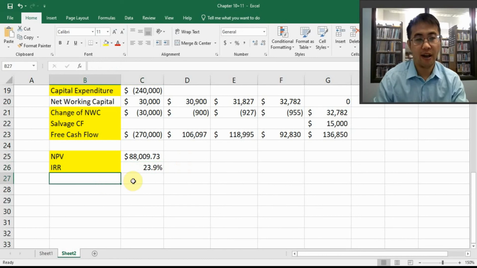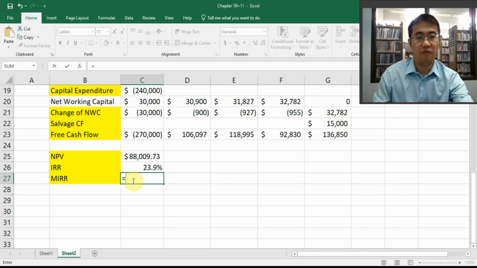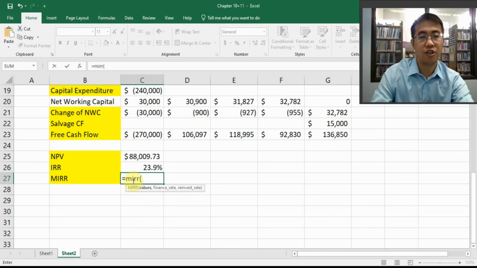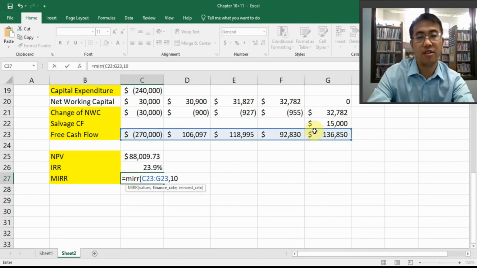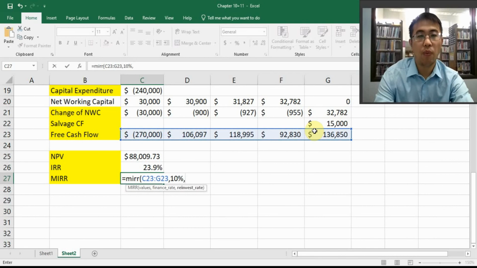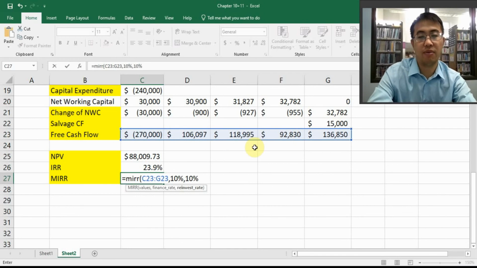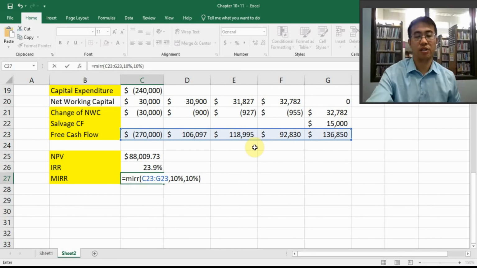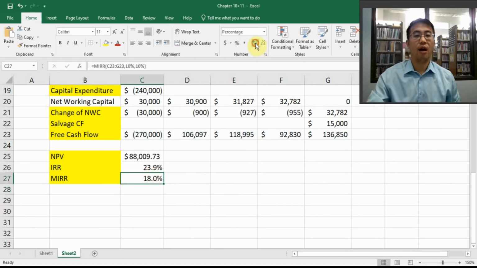And for the modified IRR, I have introduced before, you don't have to remember the mathematical formula. You just need to use the MIRR function, and you put all the values first, and then the finance rate is 10%. That's your cost of capital. And we also assume when we reinvest the cash flow we make from year 1 to year 3, we can make another 10% return. Okay, so this is your modified IRR.